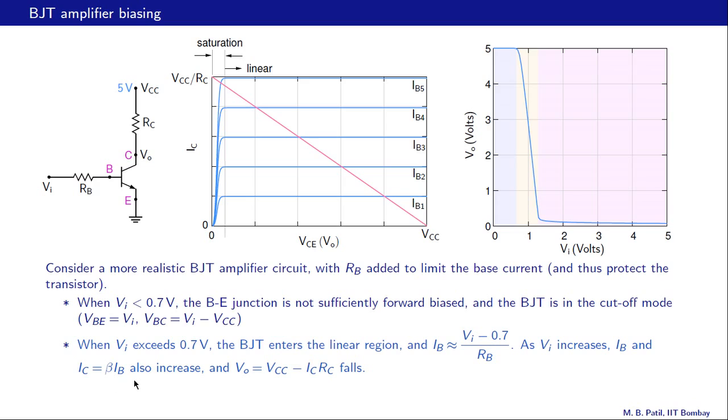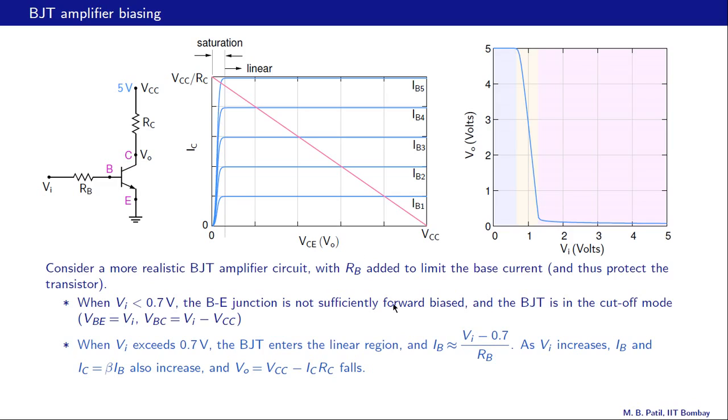Now if IC increases, this current increases, what happens to VO? This voltage drop increases, and therefore VO, which is VCC minus that voltage drop, will decrease. So that is what it says here. VO, which is equal to VCC minus IC times RC, starts falling. So let's see where we are in this figure now.